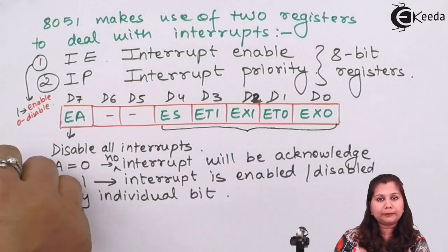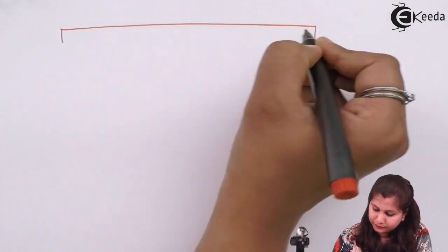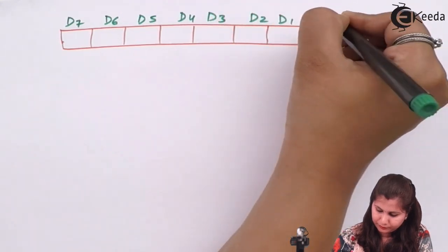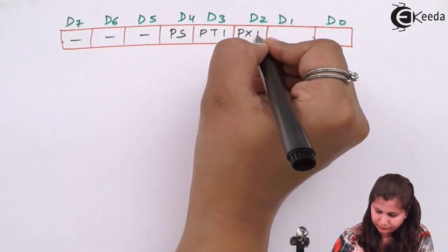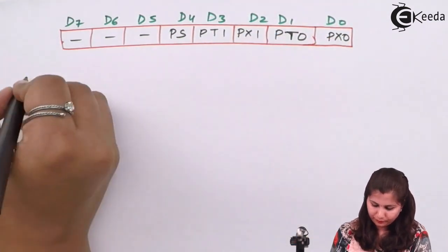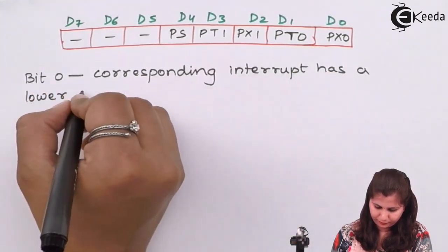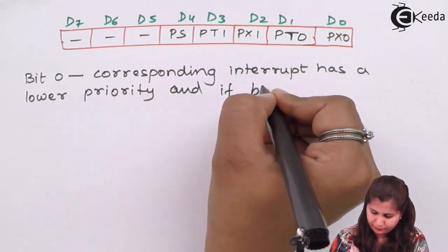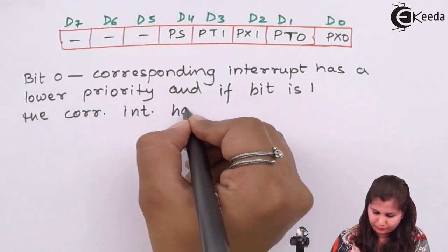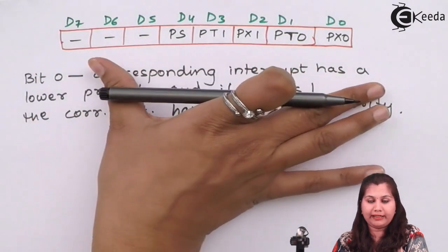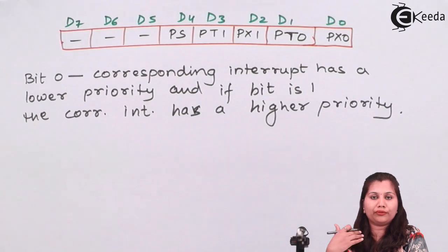Now the next register we have is the interrupt priority register. This register is also an 8-bit register, and it is used for setting the priority of the 5 interrupts. Its 8 bits are defined like this. These 3 bits are not defined, they will be used for future interrupts.